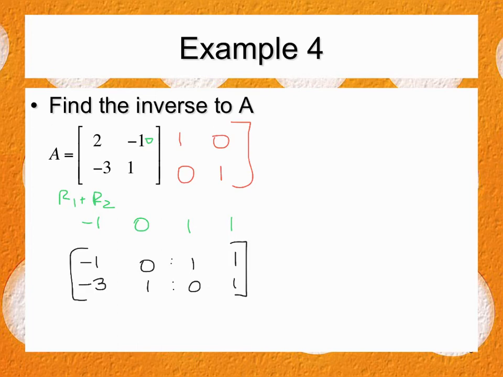Now what? Something you could do, because I would say there's probably two equally easy steps next. I can multiply row 1 by negative 1 because eventually I want that negative 1 to be a positive 1. So I would do negative 1 times R1 and I get 1, 0, negative 1, negative 1. Row 2 is still negative 3, 1, 0, 1.